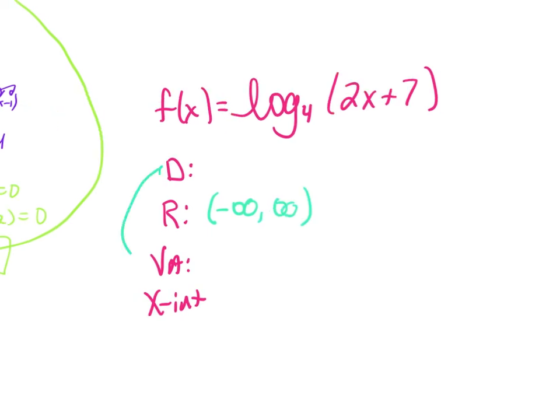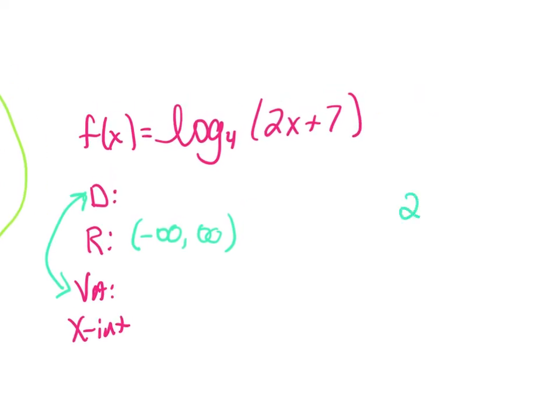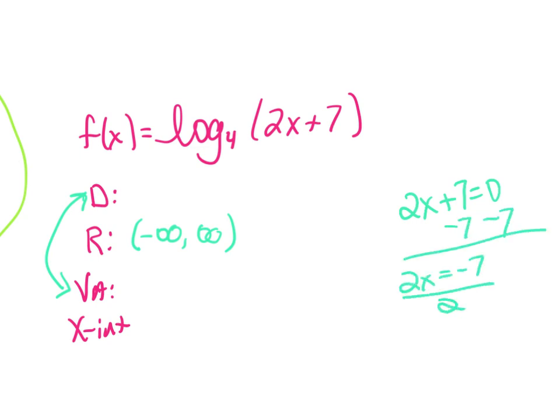To find the domain and as well the vertical asymptote, you set the parenthesis equal to 0, so 2x plus 7 equals 0. I'm going to subtract 7 from both sides. 2x equals negative 7. Divide both sides by 2, and x equals negative 7 over 2. So that is your vertical asymptote. x equals negative 7 over 2. Make sure you have x equals. Our domain then would be from negative 7/2 to infinity.